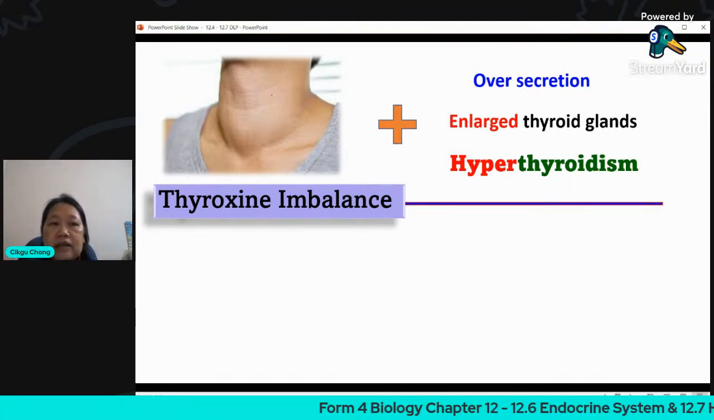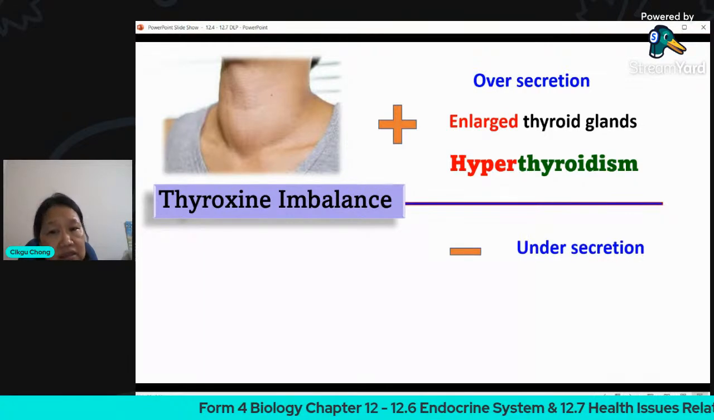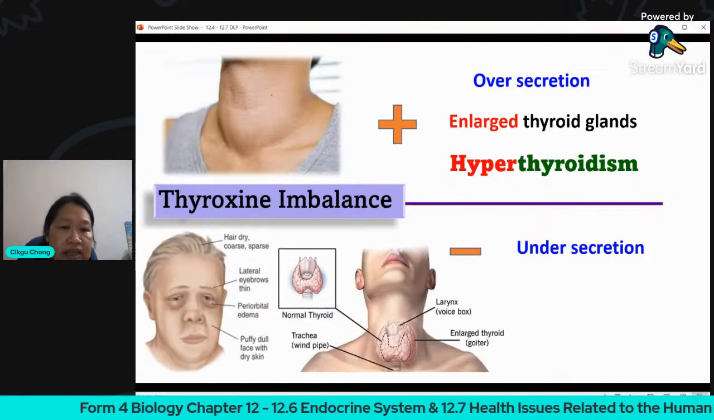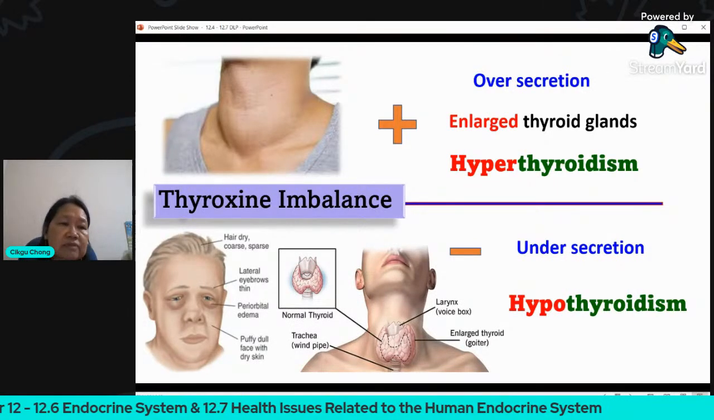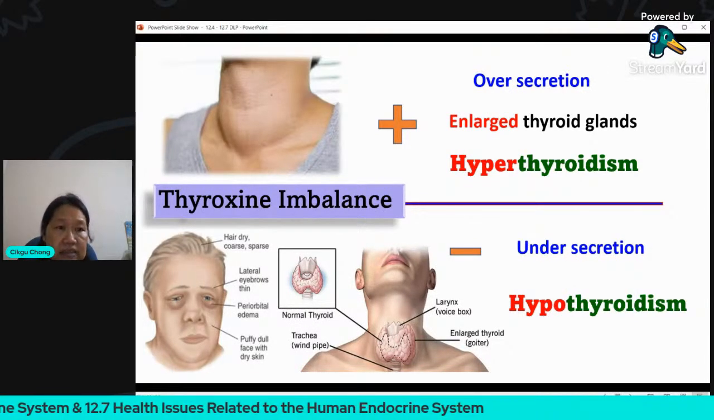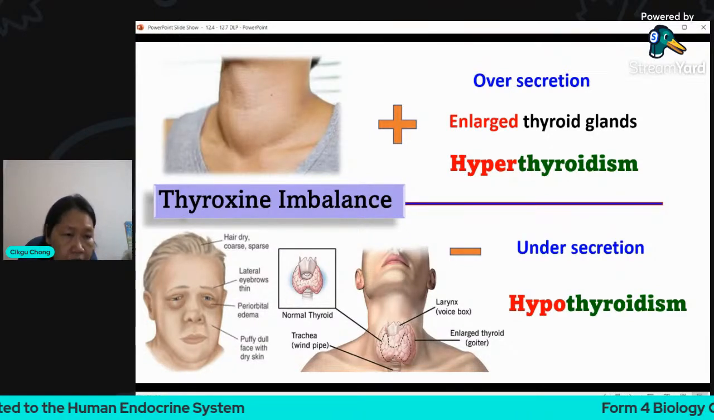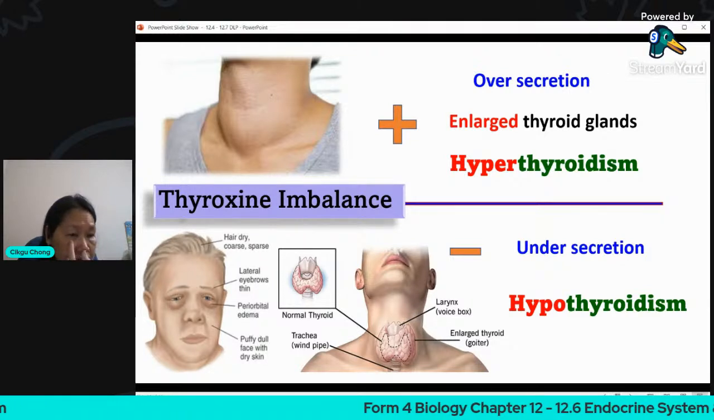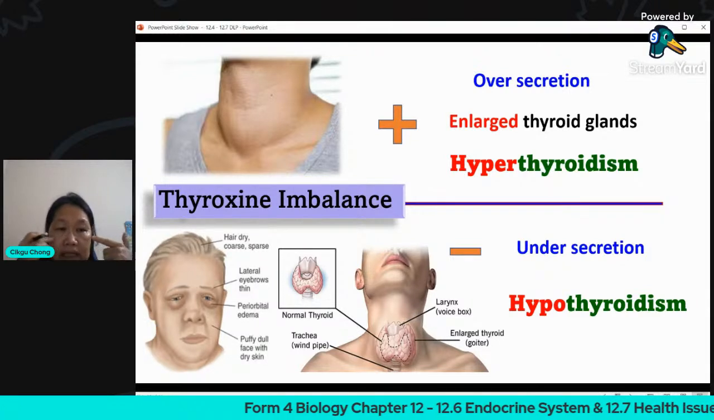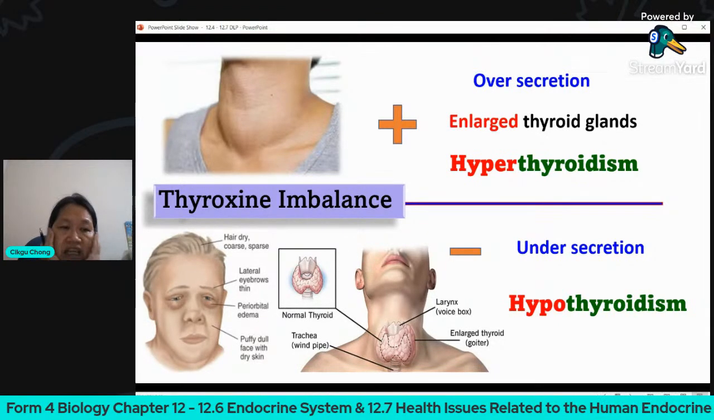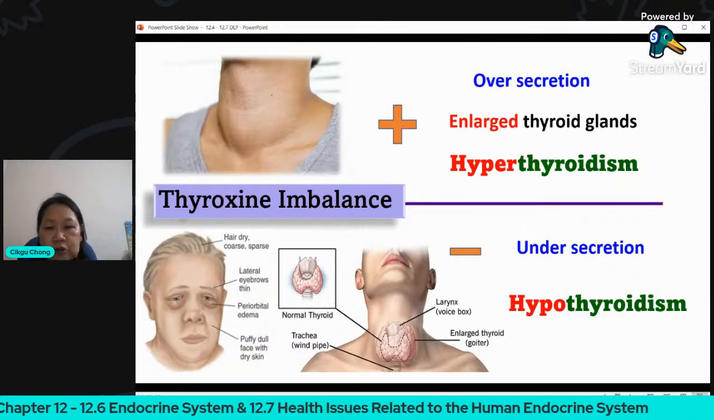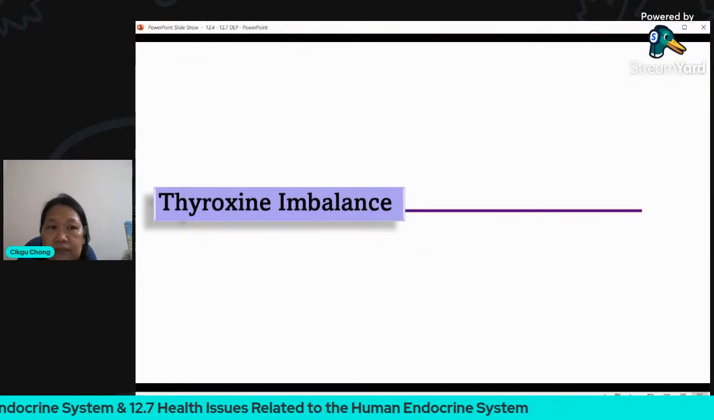Then if you have too little, under secretion, you will get hypothyroidism. Hypo means under, less thyroxine. You will have bengkak around the base, bengkak di bawah mata, at the eyes here, below the eyes here, puffy face, dry skin. Puffy means a bit bengkak like that. Okay, I'll show you more of the symptoms.